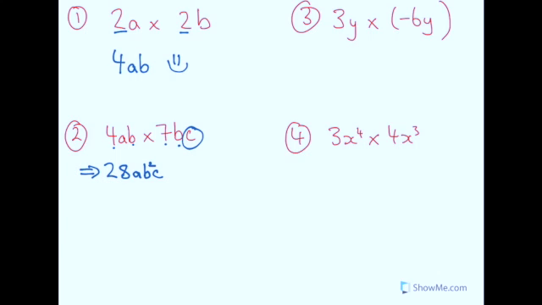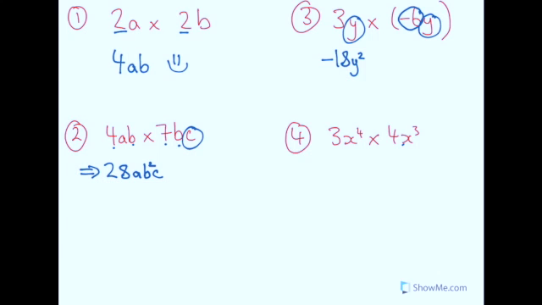Let's go to the next one. So we're going to go 3 times negative 6. 3 times 6 is 18, and the negative will make it negative 18. Okay? How many Y's do we have? We have 2. Okay, so it's going to be Y squared.